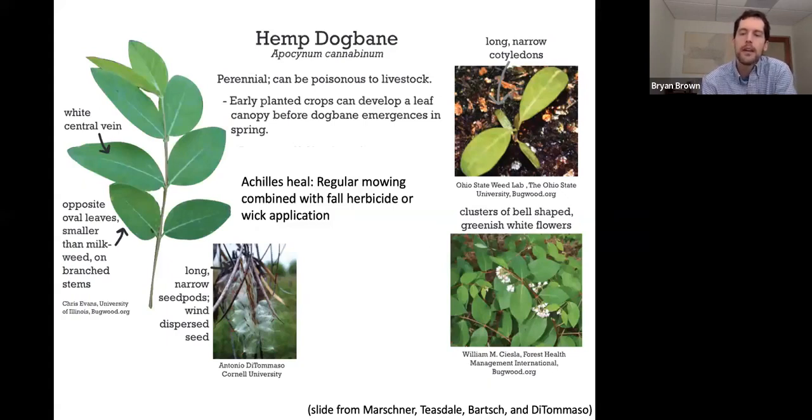Hemp dogbane, again, it looks a little bit similar to milkweed, and again, can be targeted with regular disturbance or regular mowing in conjunction with fall herbicides.